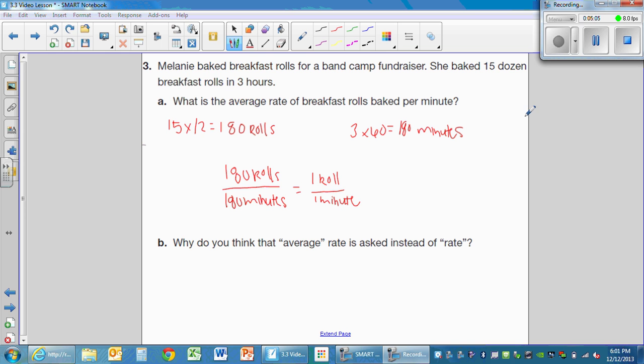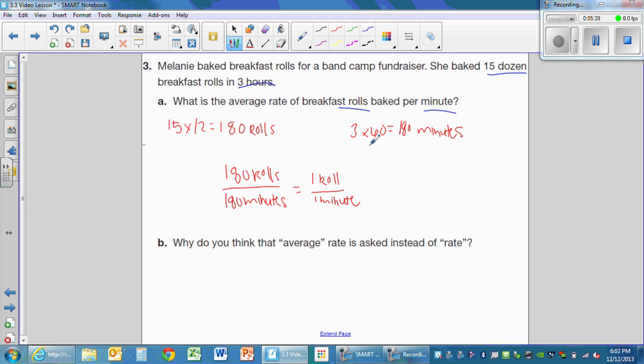Here are your answers for problem 3. The question was Melanie baked breakfast rolls for a band camp fundraiser. If she baked 15 dozen breakfast rolls in 3 hours, they want you to find the average rate of breakfast rolls baked per minute. So first off, you should have changed the 15 dozen into just regular single rolls. We know that there's 12 rolls per dozen, so 15 times 12 gave us 180 rolls.